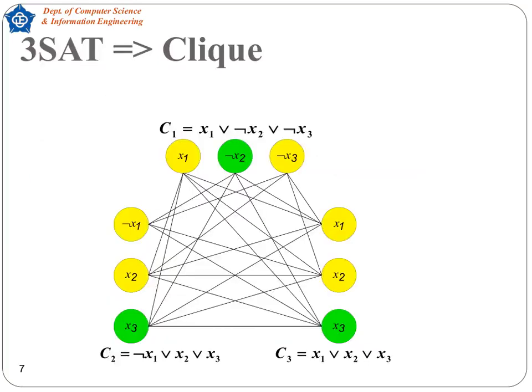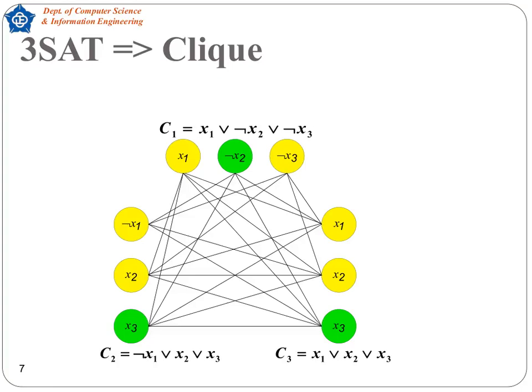Now let's see a concrete 3SAT to clique reduction in action on a formula with 3 clauses. We turn each literal occurrence into its own vertex. C1 equals X or not X becomes vertices X, not X, not X, not X. C2 equals not X or X becomes vertices not X, X, X.